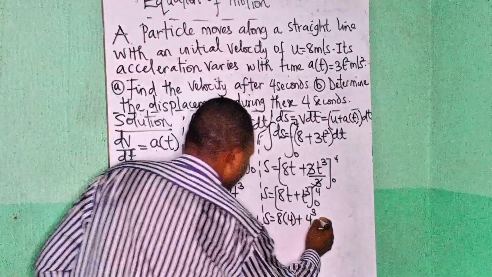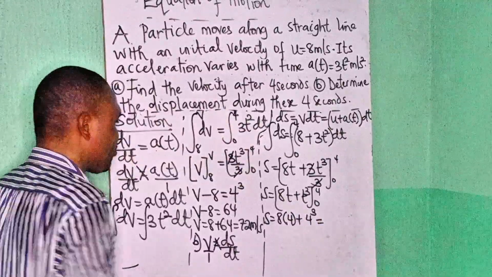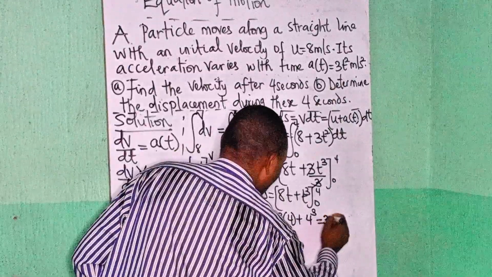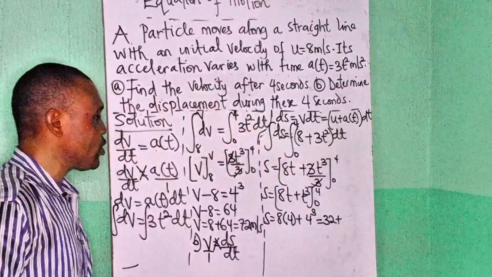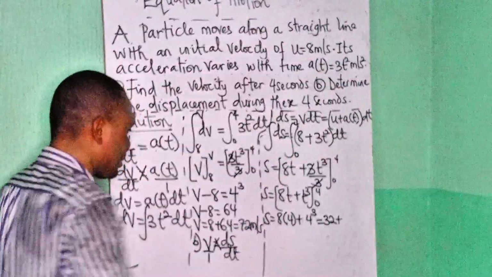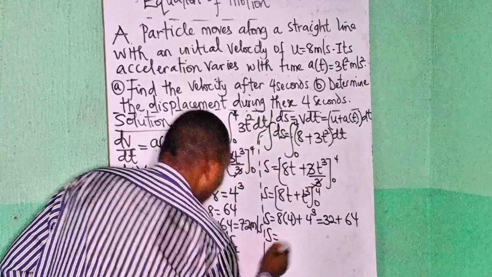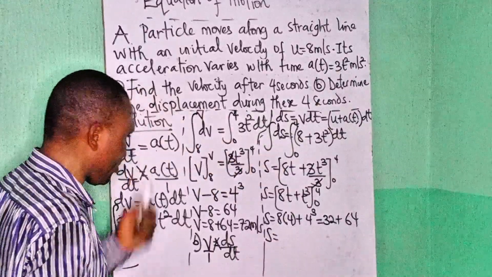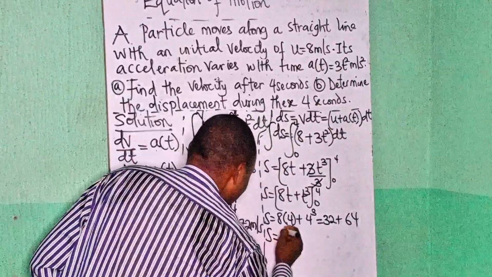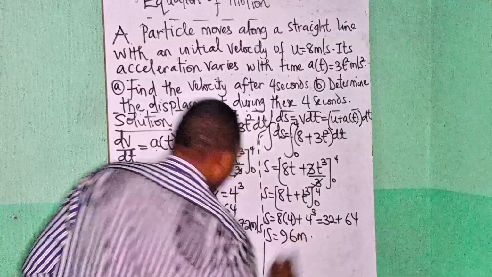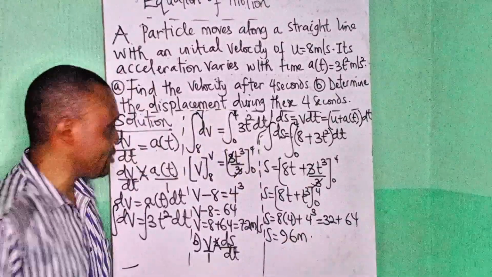Now this is equal to 8 times 4 is 32, and 4 raised to the power of 3 is 64. So my displacement s is equal to 32 plus 64, which gives us 96. So my answer is 96 meters. All right, so that is the answer.